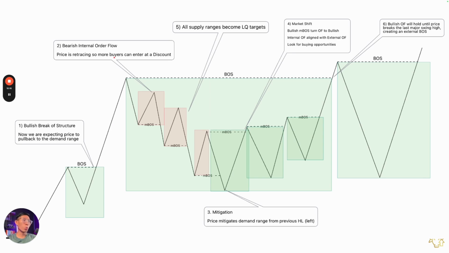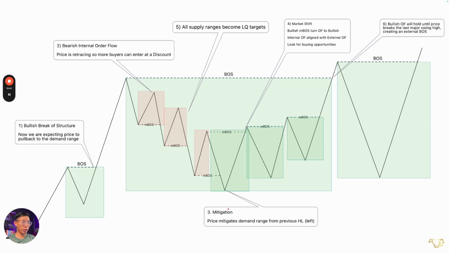Now, once again, what we want to do as buyers, or rather people who trade with the trend, is to wait for this retracement to be over. And how you know that is when price has translated to bullish order flow. Because right now, this is all still bearish internal order flow. So you have to wait for price to shift to bullish internal order flow.